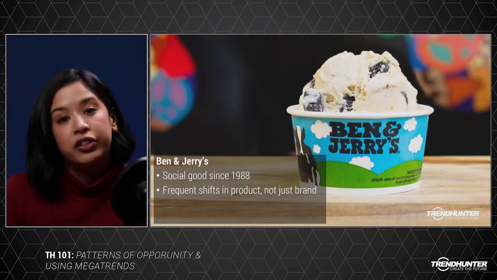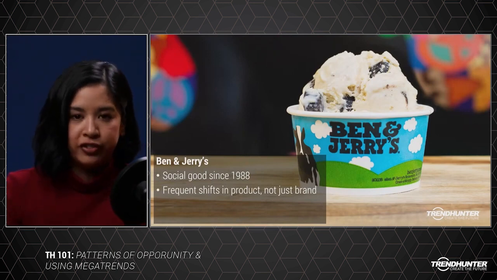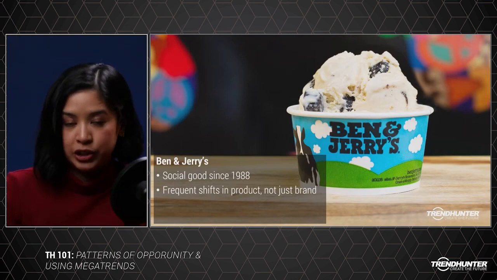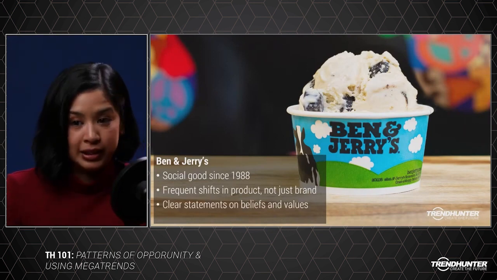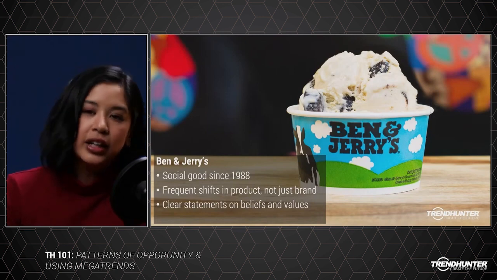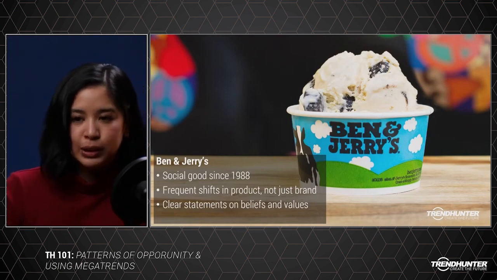They show frequent shift in product. They show frequent shift in their larger term strategy to accommodate the causes that they care about. As well, they make clear statements on their beliefs and their values. Not everyone agrees with Ben & Jerry's politics, but that's kind of the point.